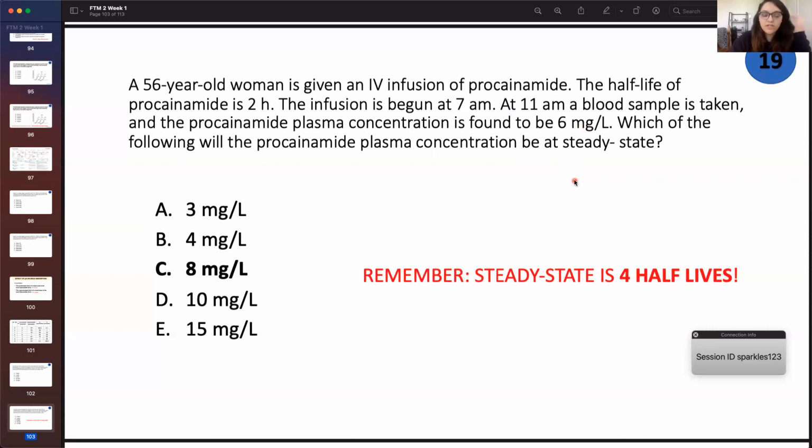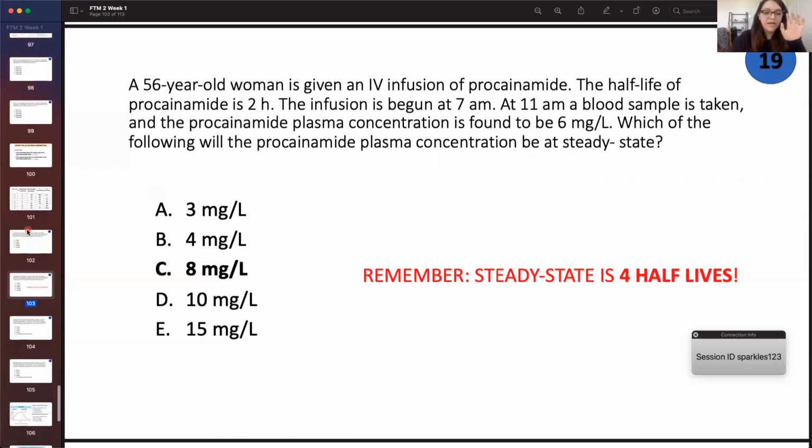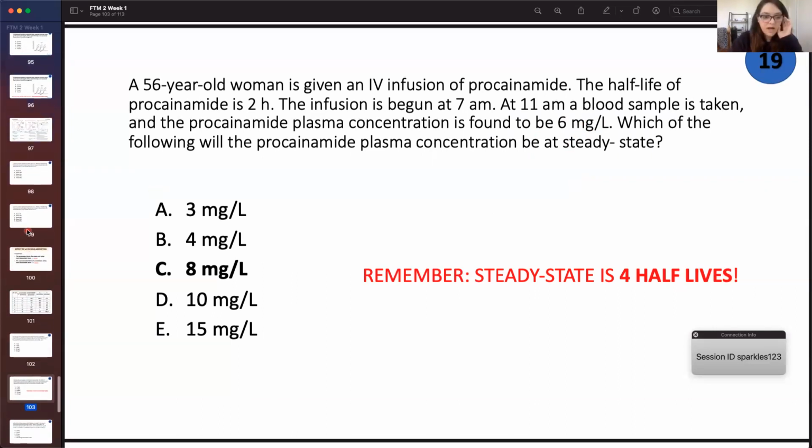So if you guys can't wrap your head around the concept, then memorize that chart. I think we did put it in here at some point. So it should be in 2 questions.